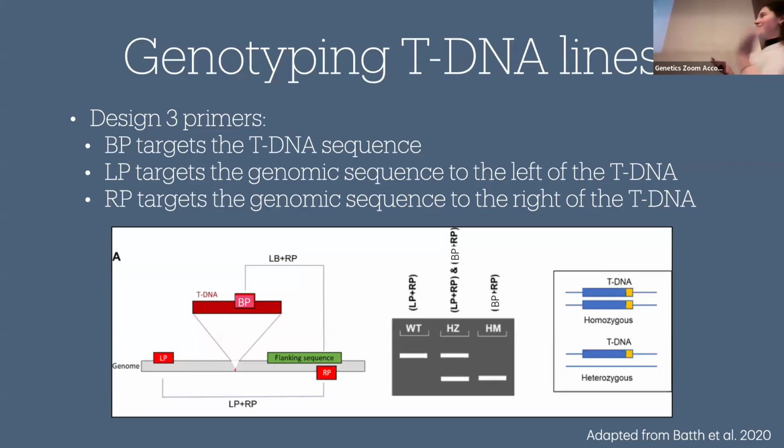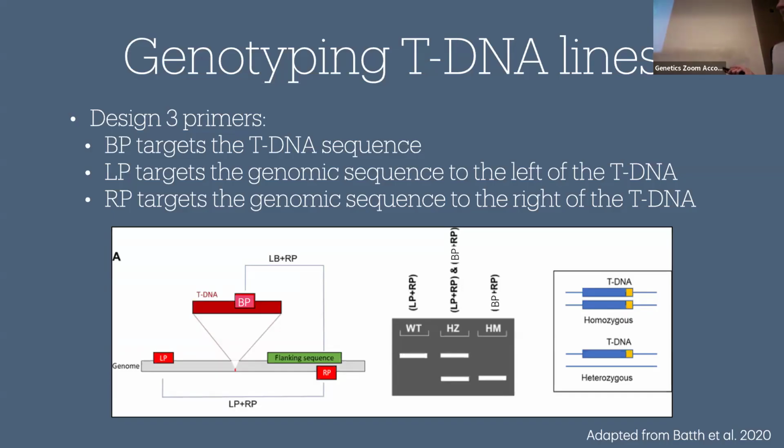So how do we do this? We designed 3 primers. BP, which is a border primer, targets the T-DNA sequence, which is right here. LP targets the genomic sequence to the left of the T-DNA insertion site, and then the genomic sequence to the right side of the T-DNA insertion site is targeted with our RP primer. Then we do a bunch of PCRs, and if we get a band from these two primers, LP and RP, we'll know that we have at least one copy of the wild type allele.